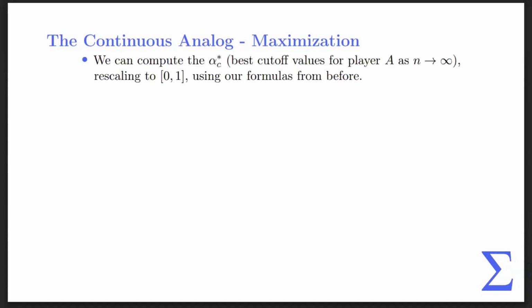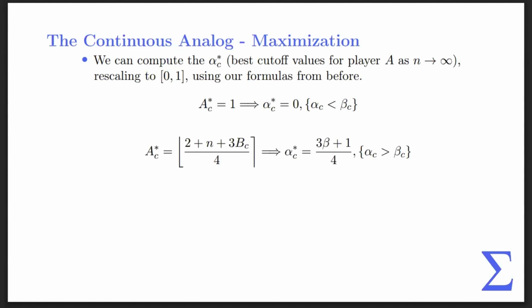So now let's maximize, using these new versions to have an easier time. We can essentially reuse our a star values as alpha star values by just taking the limit as n goes to infinity and then stuffing it into 0, 1. So a cutoff value of 1 in the discrete case corresponds to a cutoff value of 0 in the continuous case, because a cutoff value of 1 is the lowest possible cutoff, and 0 is the lowest possible cutoff in the continuous case. And similarly, a cutoff value of 2 plus n plus 3b over 4, the closest integer to that, is going to be about 3 beta plus 1 over 4. You can derive that by substituting b is about n beta, taking the limit as n goes to infinity, and compressing into 0, 1.